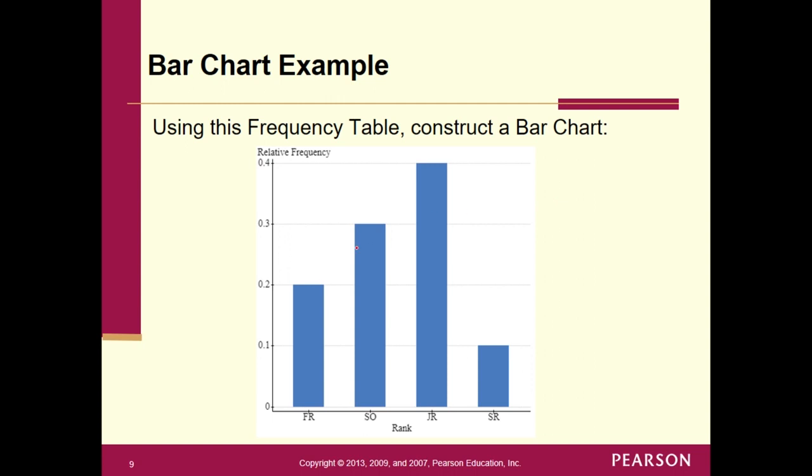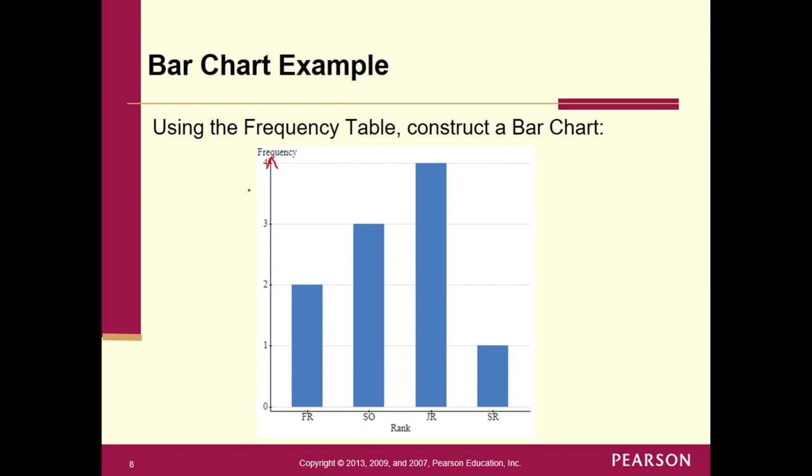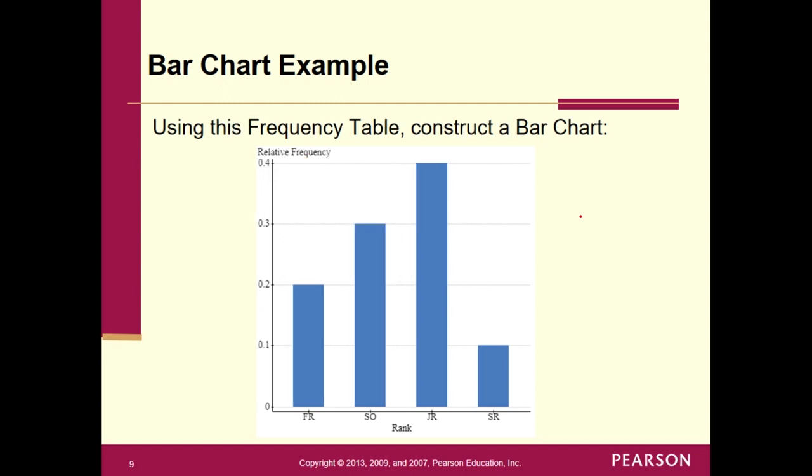All right. So notice, did the graph change? The graph doesn't change, other than the fact that we changed the axis over here. So when you go from frequency to relative frequency, and then if you go to percentage, it doesn't change anything. It doesn't change the heights of the bars here. And it shouldn't.